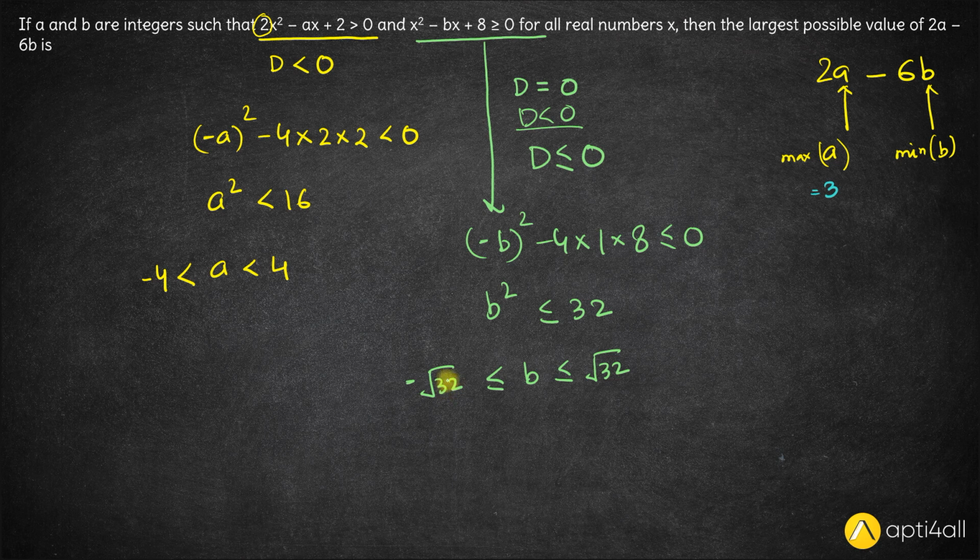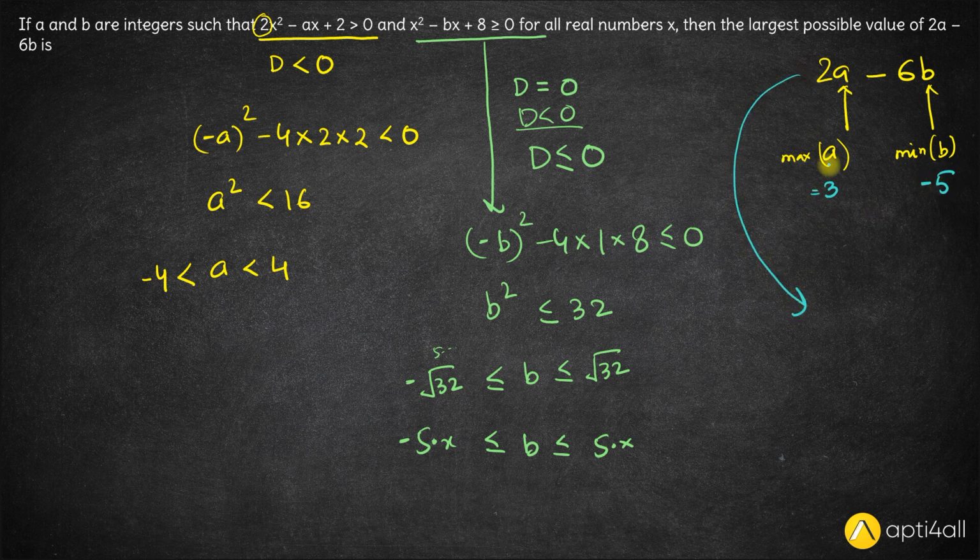So now the square root of 32 will be approximately how much? 5 squared is 25, 6 squared is 36. So this will be 5 point something. So this is −5.x, which is less than or equal to b, which is less than or equal to 5.x. Now since we need to figure out the minimum possible value of b and b is also an integer, the least possible integer b based on this inequality is −5. So the least possible value of b is −5.